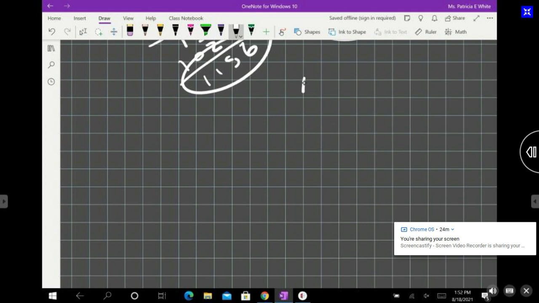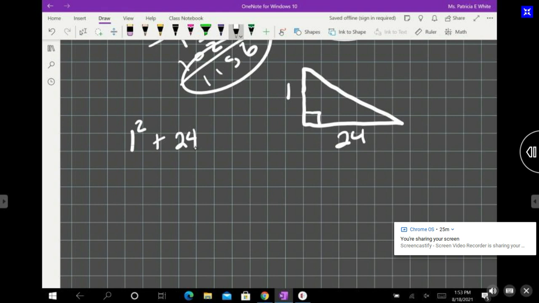We add 1 squared. Why are we adding? Because it's going to go for legs, both legs. So what should I write? 1 squared plus 2.4 squared. It does kind of look like a 2.4, doesn't it? Either way, I'll take it.